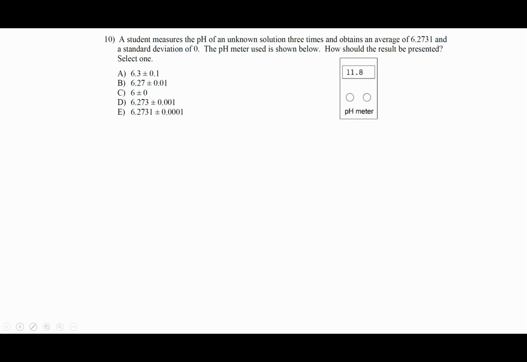A student measures the pH of an unknown solution 3 times and obtains the average of 6.2731 and a standard deviation of 0. The pH meter used is shown below. How should I report this result? Well, my standard deviation can never be 0. That's an artifact of having a small n. They're all the same. So we have to set it at the minimum of our instrument. Our instrument is 0.1, which means our answer has to be 0.1 and it will round. So the answer is A.